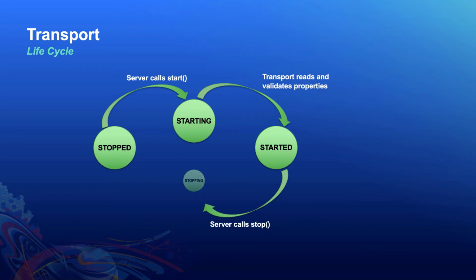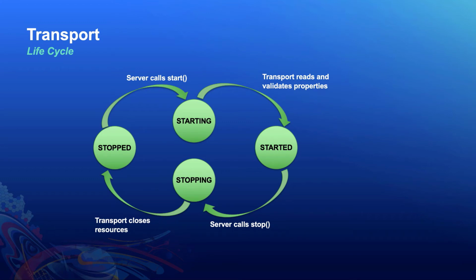By turning off the connector, this will cause the server to call the stop method, closing its resources and reallocating memory. Now, sometimes this process does not run smoothly and errors can occur. In this case, the transport will enter an error state. Here, you will be able to catch and handle the error as desired.